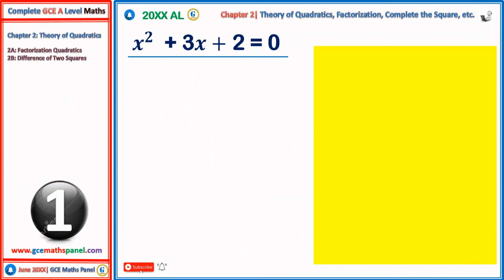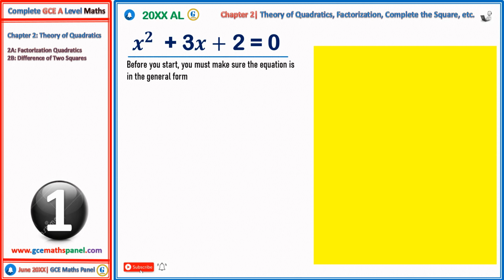In this particular lesson, our focus is on the theory of quadratics, and we will be looking at factorization of quadratic equations, the difference of two squares, and a proof of the quadratic formula. We will start by looking at this first example: to factorize the equation x squared plus 3x plus 2 equals 0.